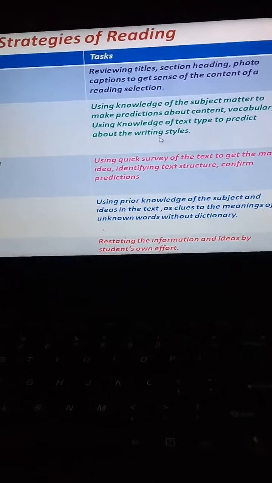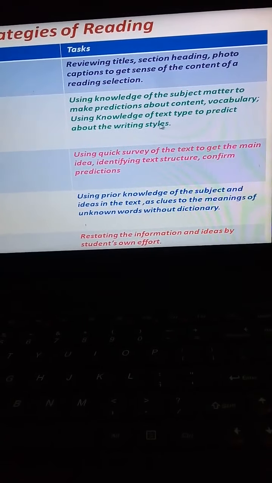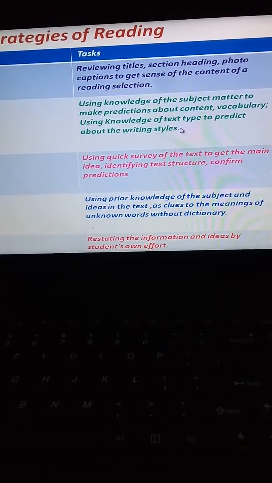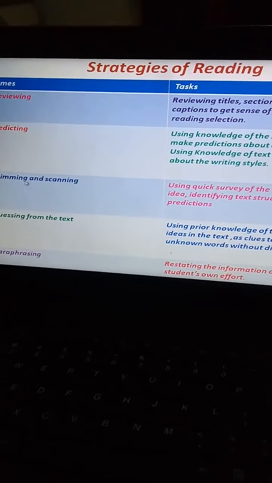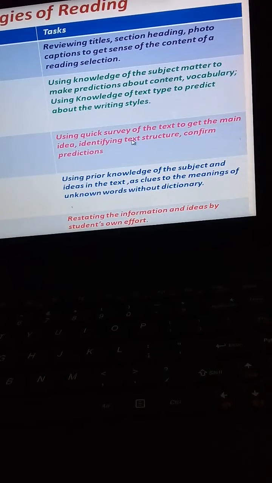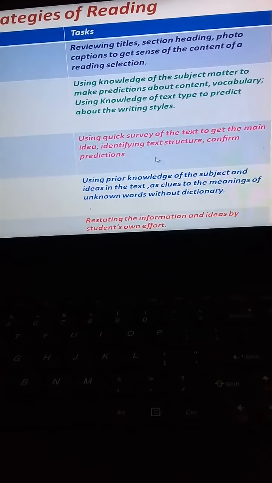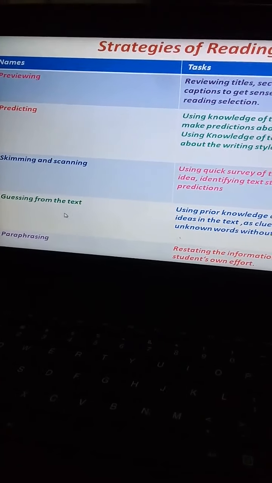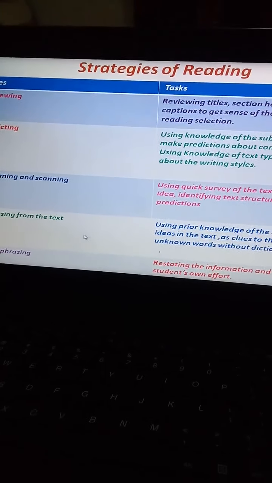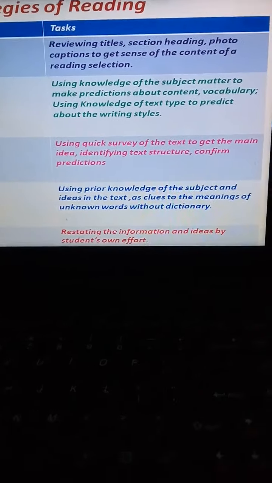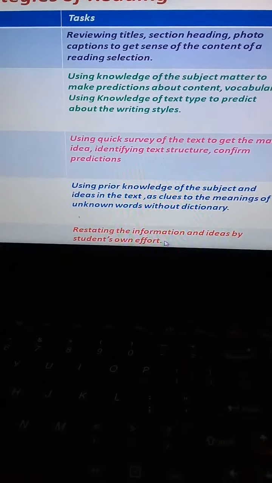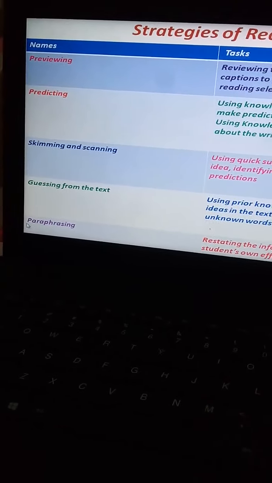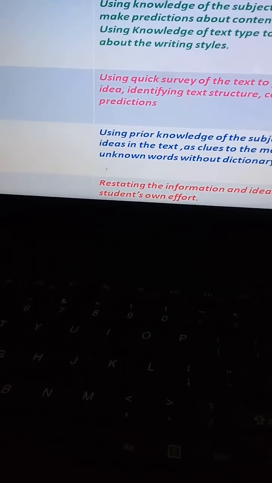And predicting means using knowledge of the subject matter to make predictions about content and vocabulary, and using knowledge of text type to predict the writing styles. Skimming and scanning, I have discussed in the earlier slide: using a quick survey of the text to get the main idea, identifying text structure, and confirming predictions. And guessing from the text: in this strategy, learners do not use a dictionary. They should use their prior knowledge of the subject and ideas in the text as clues to the meaning of unknown words. The fifth strategy is paraphrasing. It means restating the information and ideas by the student's own effort.